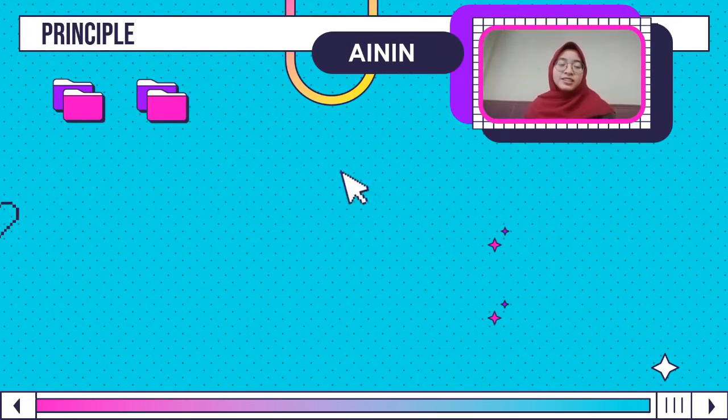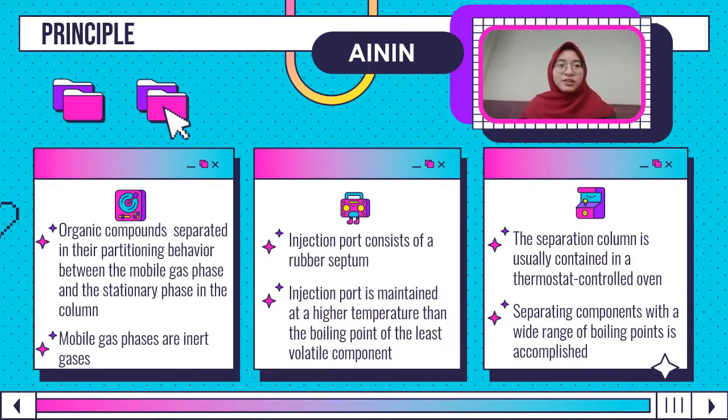Next part is the principle of gas chromatography. The organic compounds are separated due to differences in their partitioning behavior between the mobile gas phase and the stationary phase in the column. Mobile gas phases are inert gases such as helium, argon, and nitrogen.